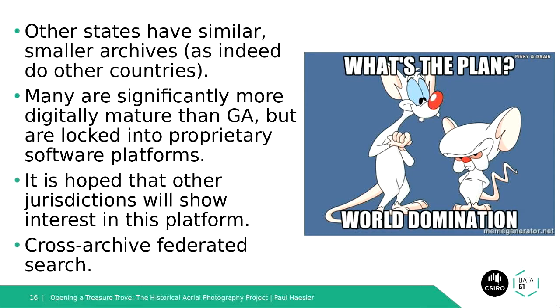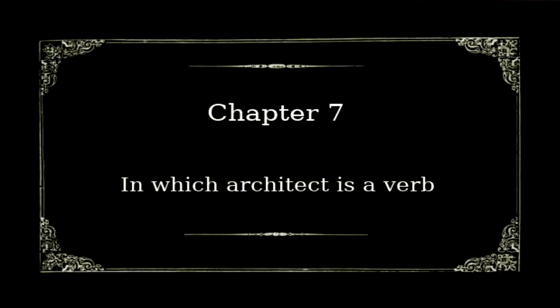They tend to not be quite so advanced in the way they're thinking about the georectification and georeferencing and what they're going to do with this data longer term. And they do tend to be locked into proprietary software platforms. We're really hoping that other jurisdictions will start to show interest in this project. As I said, New Zealand already have. The Australian states are a little bit more independently minded, with a bit of a not-invented-here attitude to these things, but hopefully we'll get them on board. Because what would be really great would be the ability to do cross-archive federated search, to do one search and search all the archives and find all the imagery and pull it together.